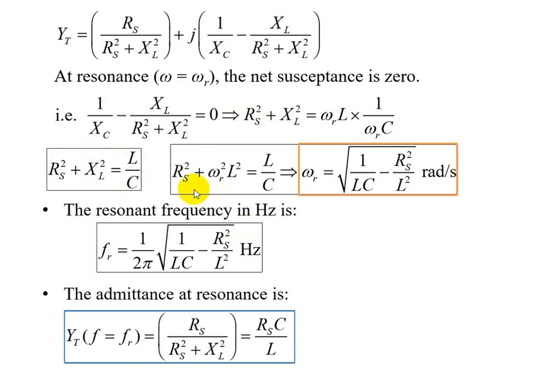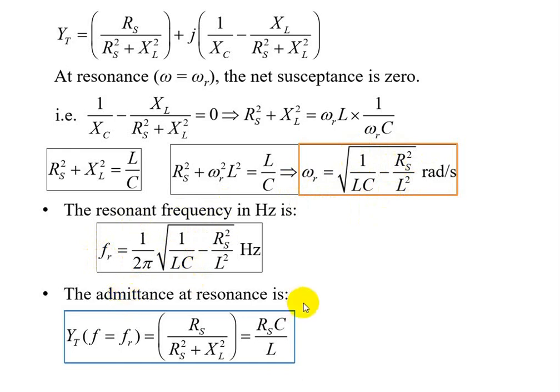This further, XL can be written as omega r L. So therefore XL square is omega r whole square into L square. From this we can find omega r as omega r equal to under the root of 1 by LC minus Rs square by L square radians per second. So this is the expression for resonant frequency. And if you want frequency in hertz, you have to divide this by 2 pi.